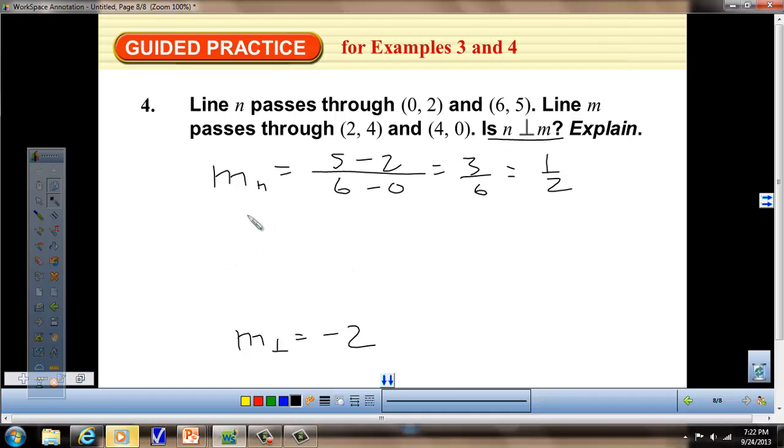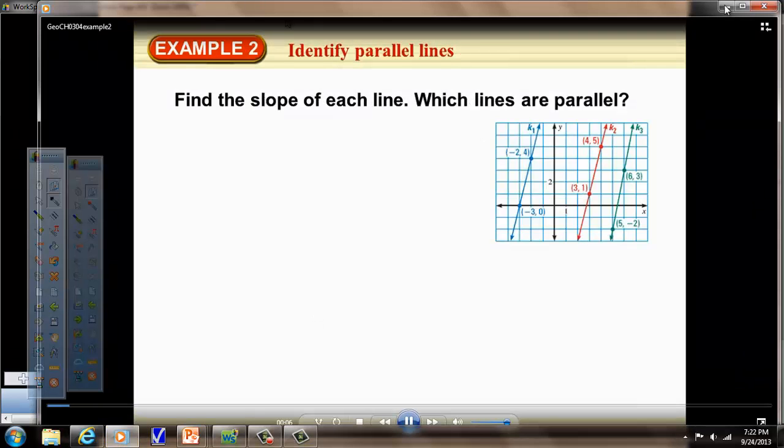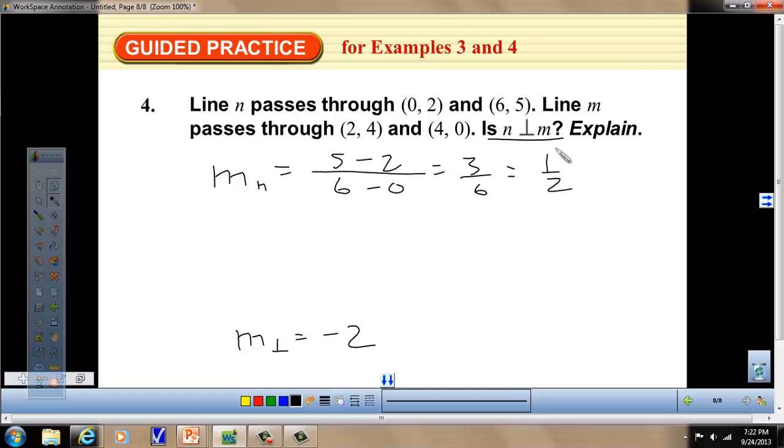For these next examples, we're going to look at parallel lines. Give me one sec here. The thing you need to remember with parallel lines is, alright, sorry, double speak there.